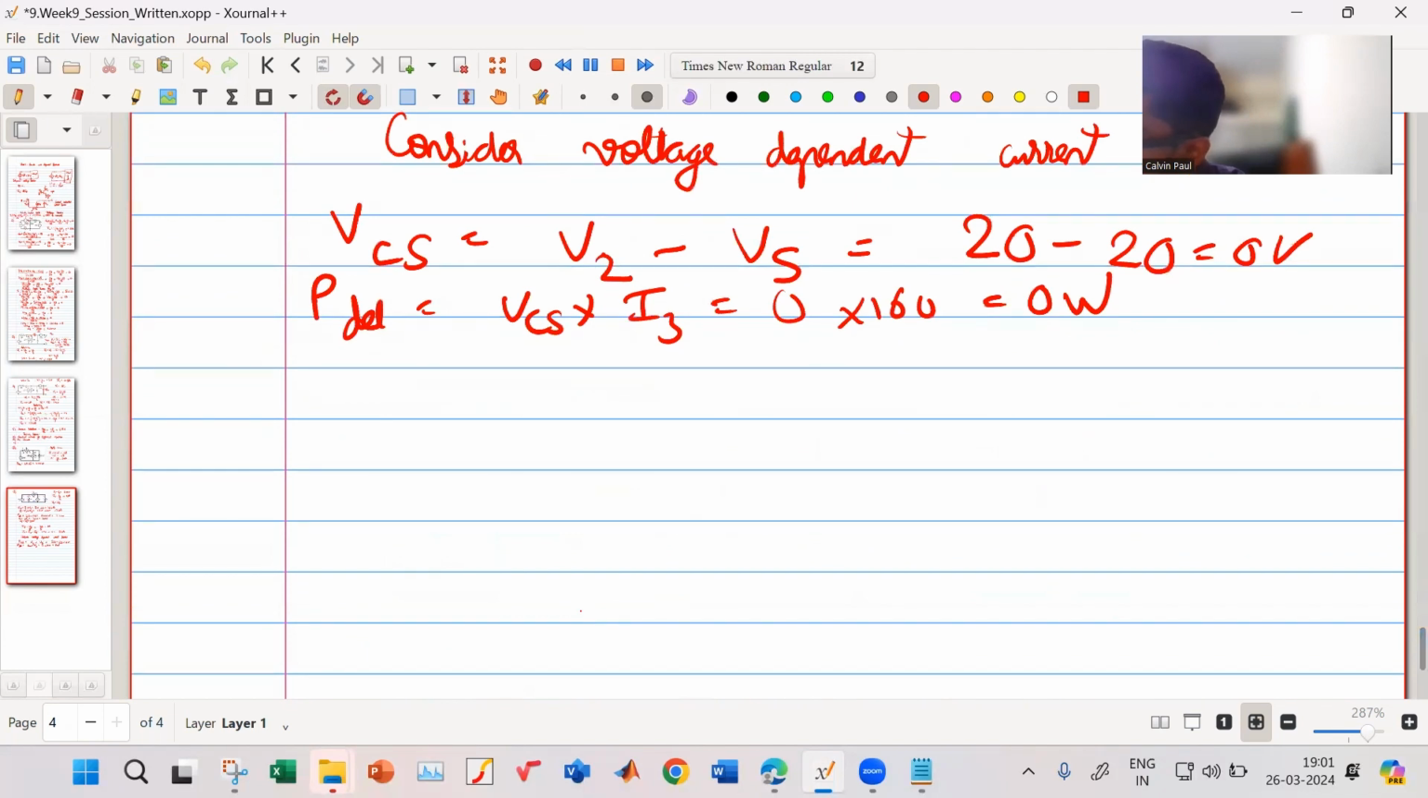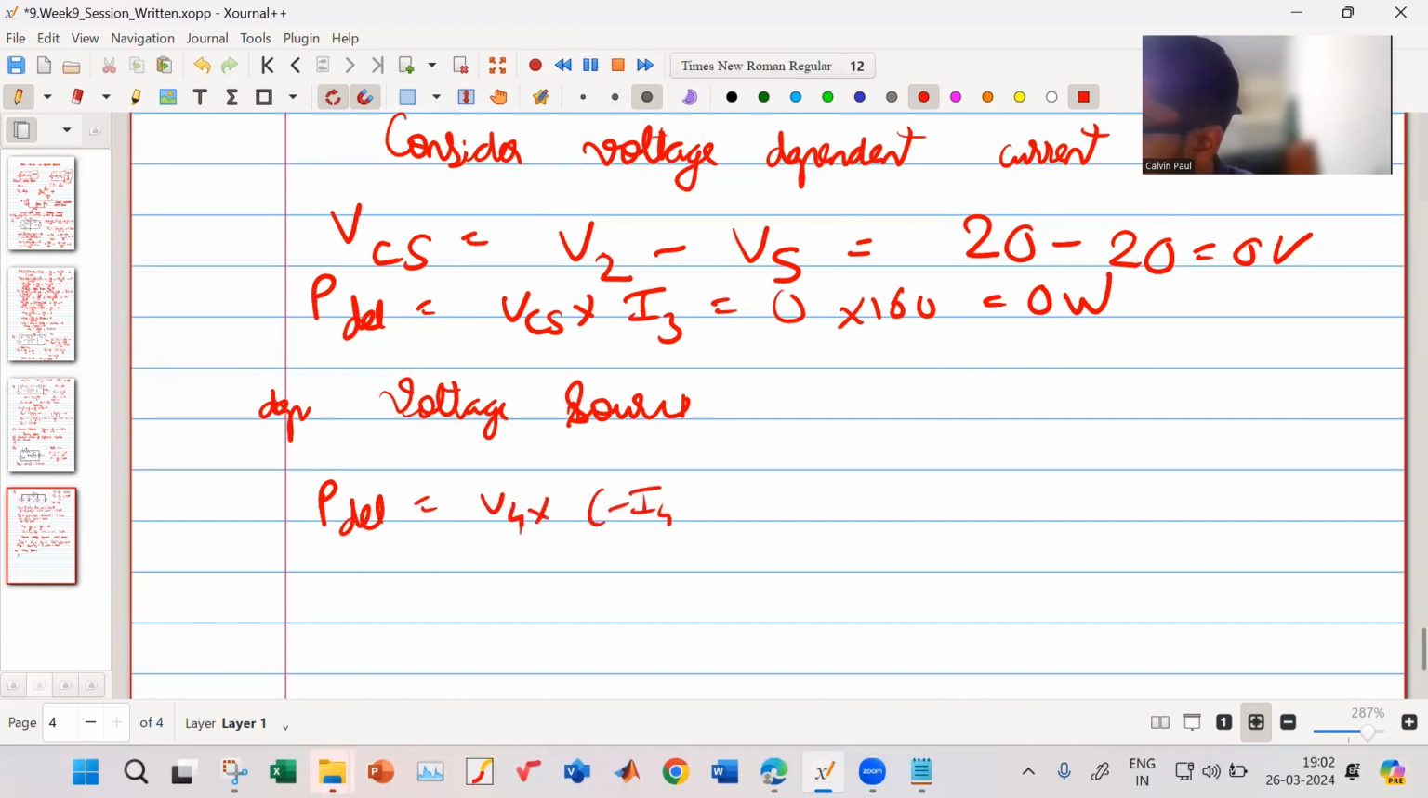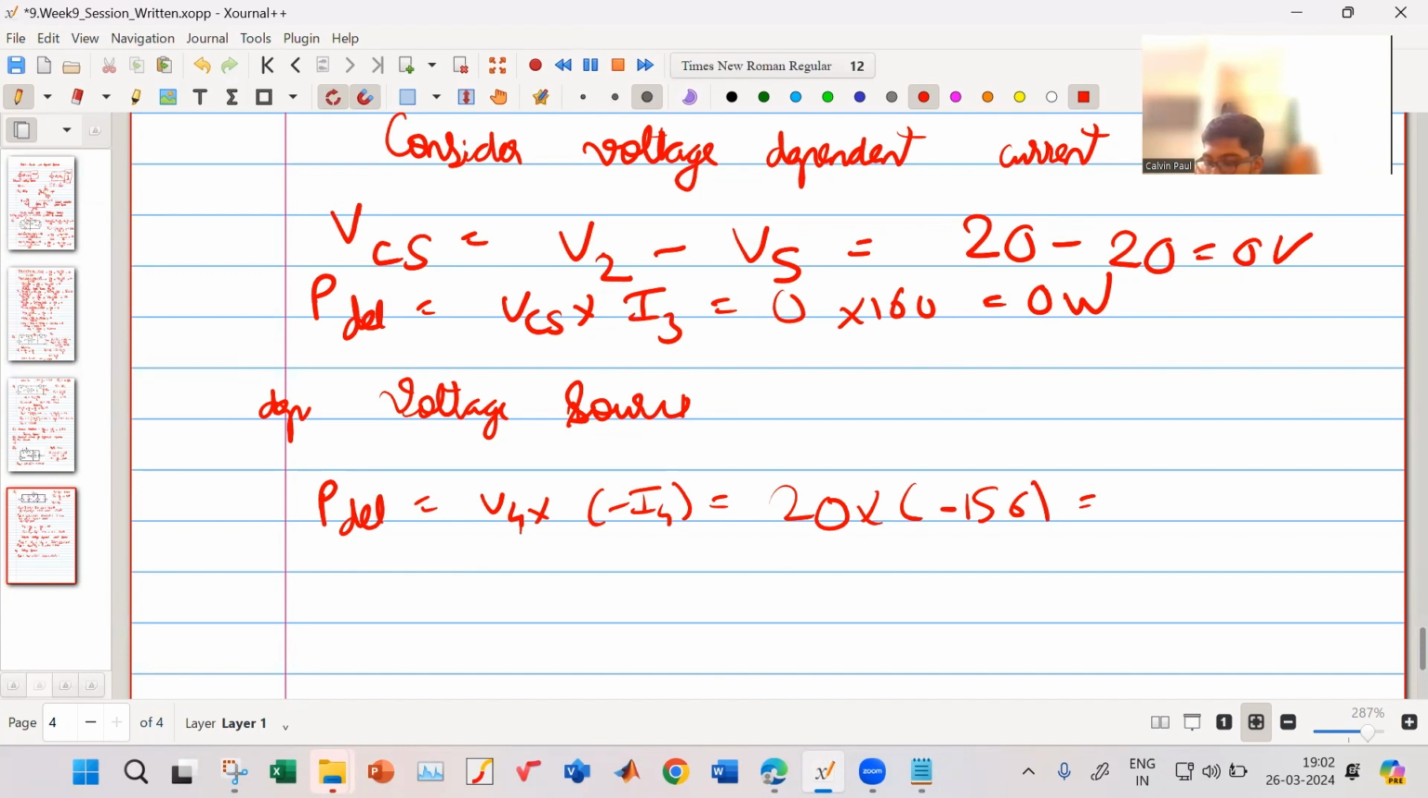So for the delivering power of the voltage source, power delivered is V4 into minus I4. What is your V4? 20. What is your I4? 156, I guess. So how much is the total power? Minus 3.12 kilowatts, that is minus 3120 watts.